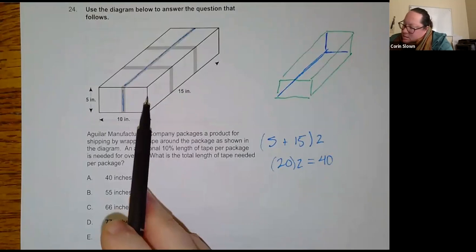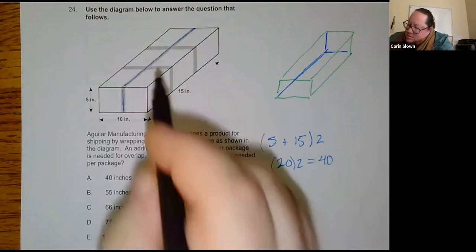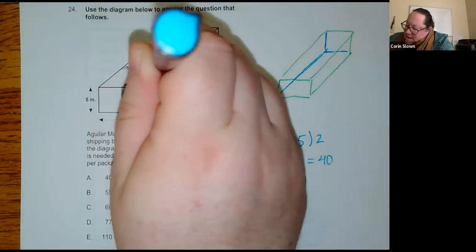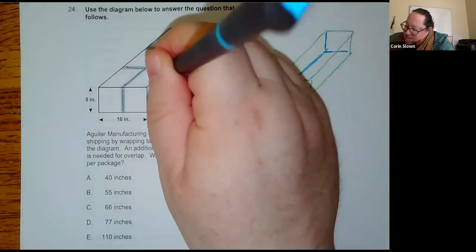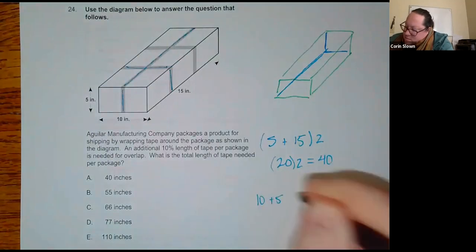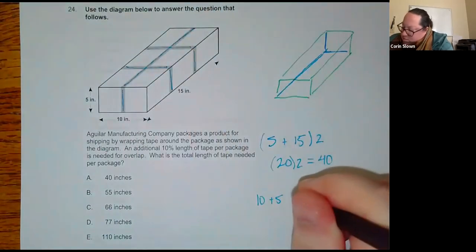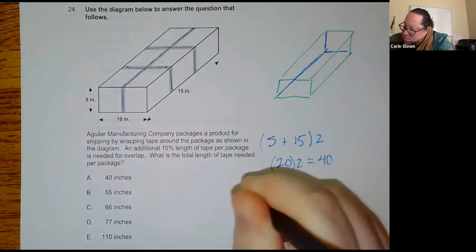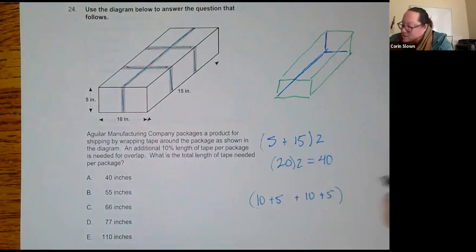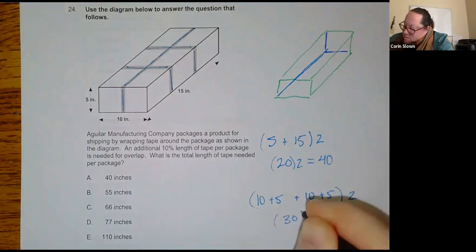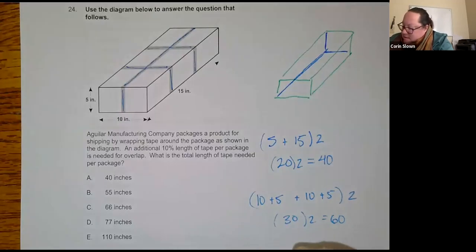And then here, right, I've got 10 plus 5. And I also have to multiply that by 2. So that's 30 by 2, which is 60. So if I think about it, right, I'm going to add 40 plus 60, and that's 100, right, for the tape around the package.